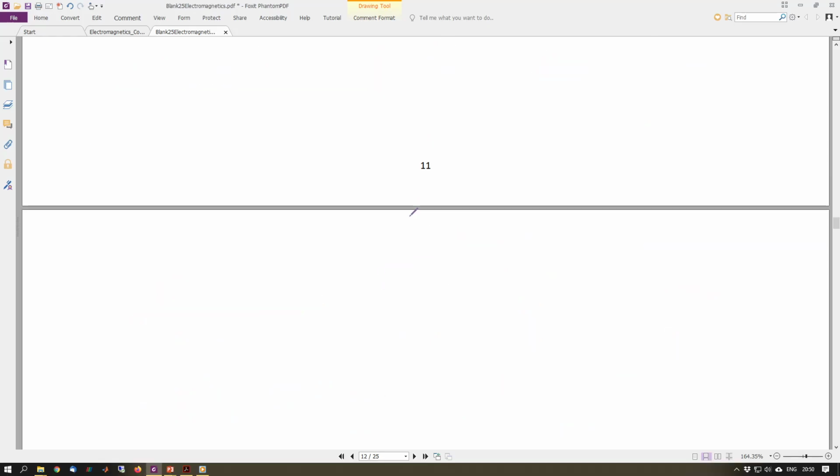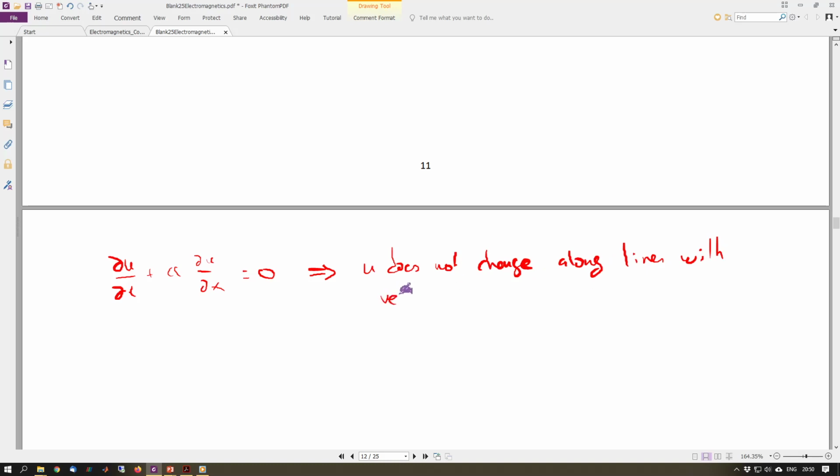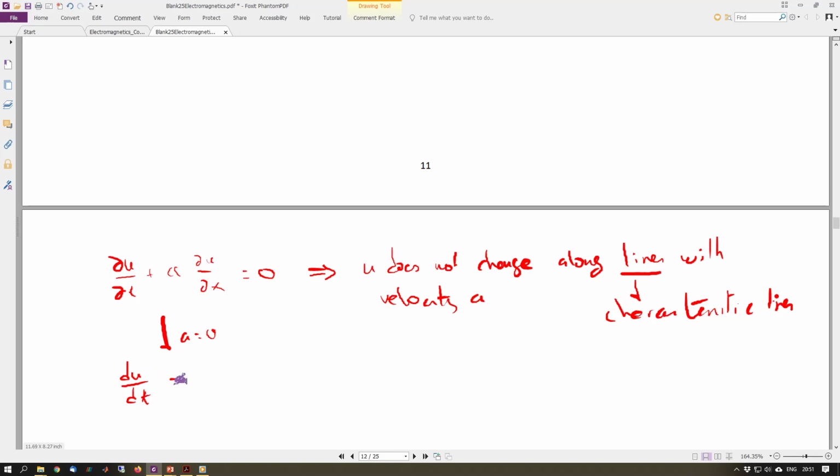Whenever we work in the scalar case, we have the derivative of a given quantity with respect to time plus a given scalar times the derivative of u with respect to x, equal to 0. This is the type of scalar equations that we have. So we knew that u does not change along lines with velocity a. These lines are the characteristic lines. Why? If a were our velocity, then we knew that the total time derivative of u, for a quantity that moves along this velocity, is the same as the equation that we have.